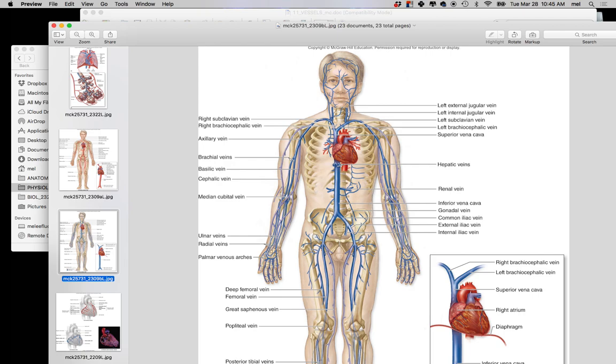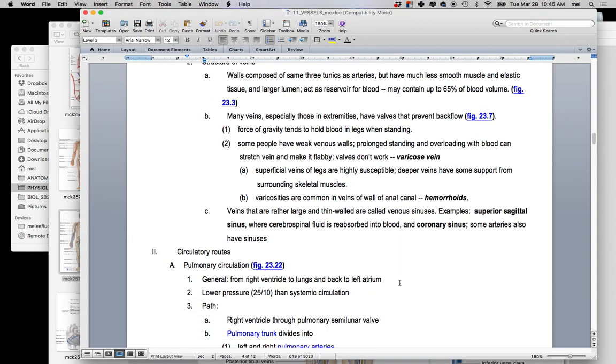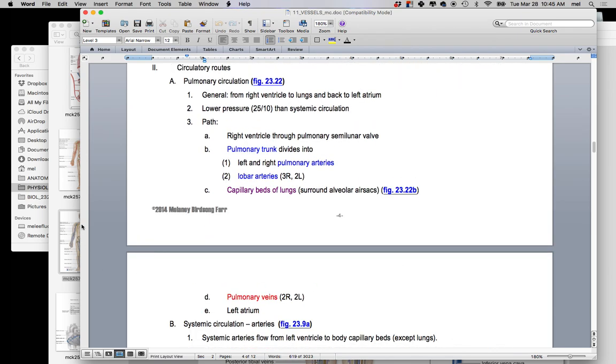Now you do have a couple of arterial sinuses, like the carotid sinus, which is the split between the internal and the external carotid, but you're going to see far more venous sinuses because you can have a bigger lumen, and it's not much of a problem having a bigger lumen. So that's what a sinus is when you talk about them. Okay, now let's just start with circulatory routes.